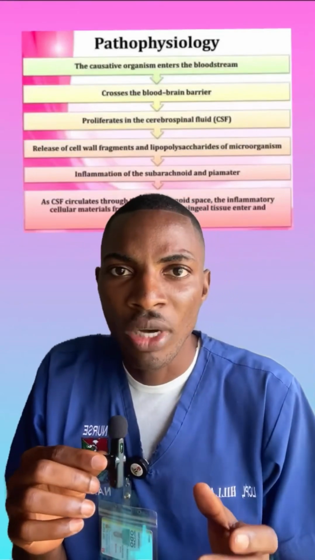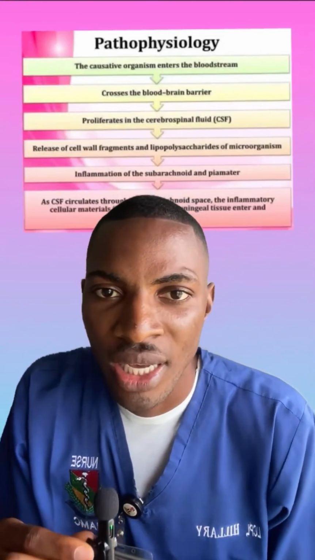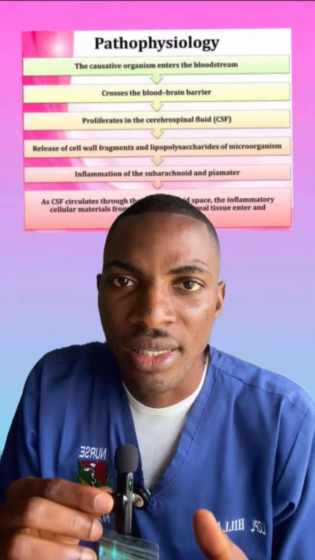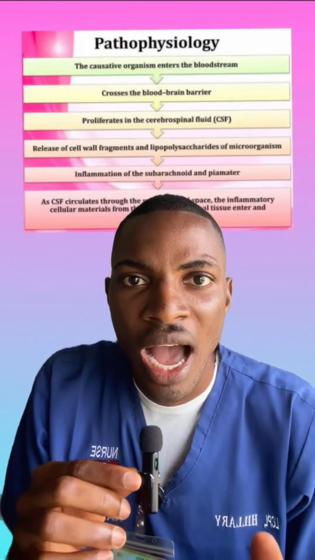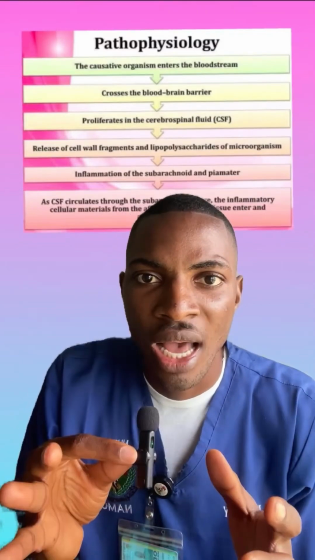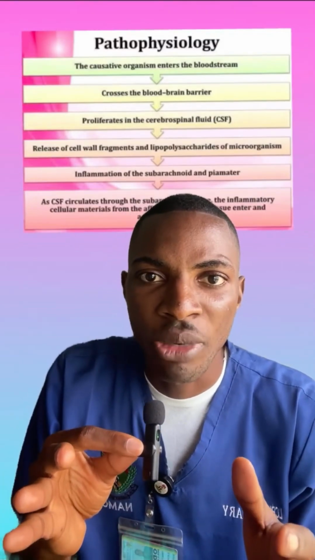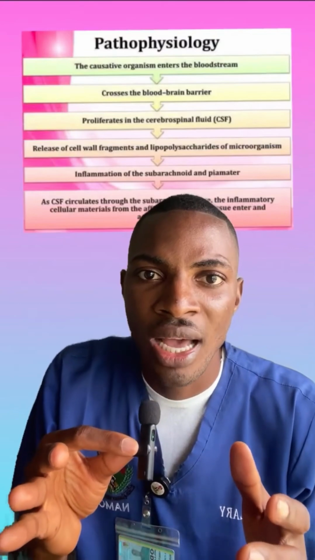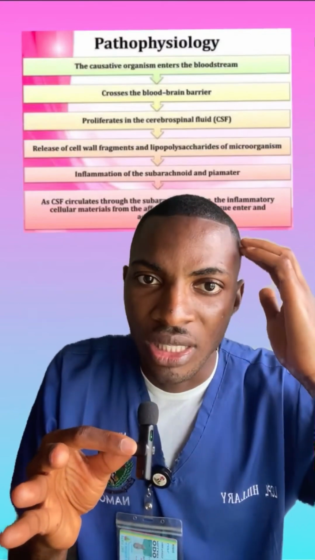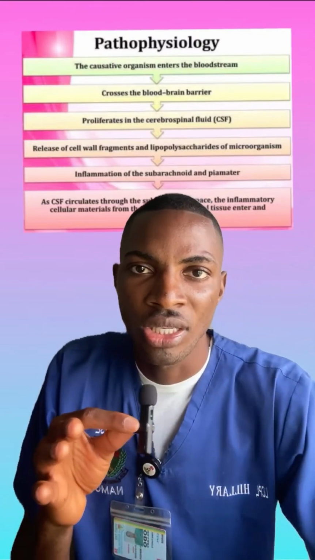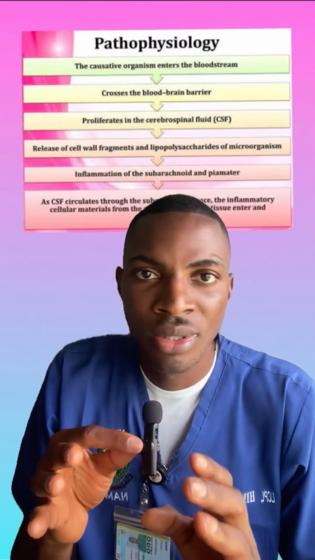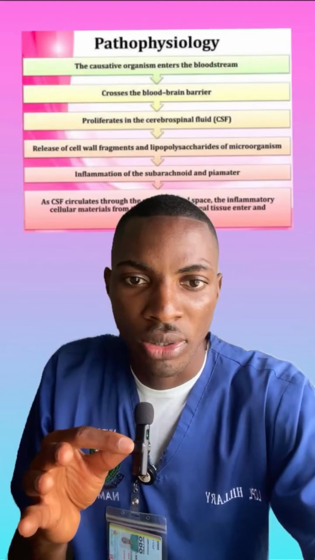Okay, now what is the pathophysiology of this condition? The pathophysiology of meningitis is that the causative organisms enter the bloodstream and cross the blood-brain barrier, and as a result, inflammation of the subarachnoid and pia mater within the meninges will take place. Yes, that is how this condition comes about.